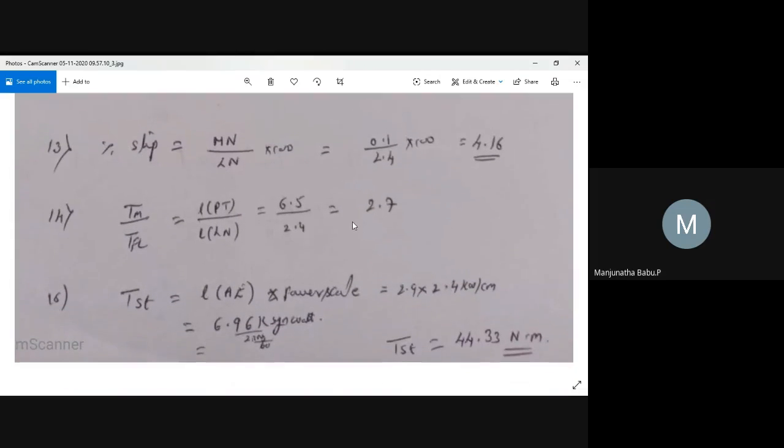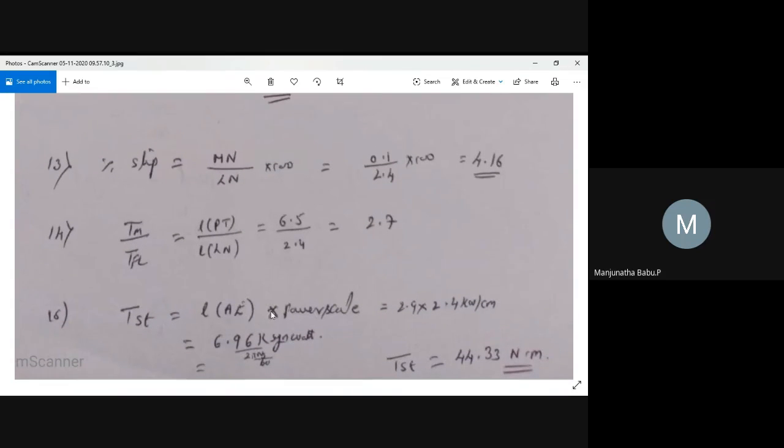Next, the starting torque will be the length of AE into the power scale. The length of AE is 2.9 into 2.4 kilowatt per centimeter, which is 6.96 kilo synchronous watt. So this will be in terms of kilo synchronous watt. If I divide this by 2 pi N by 60, it will be 44.33 Newton meter.